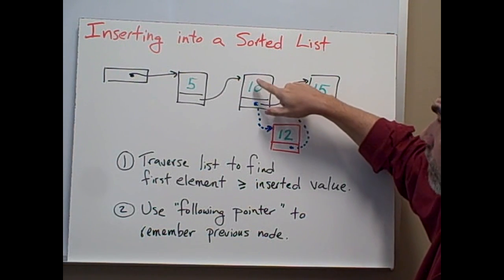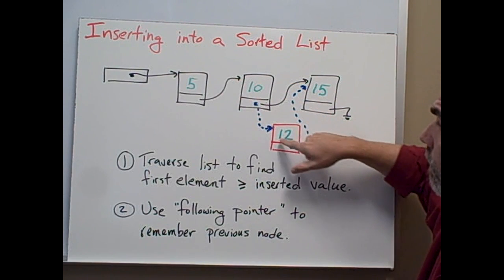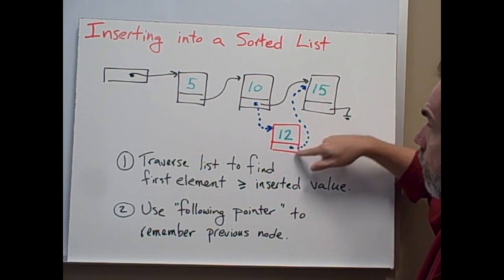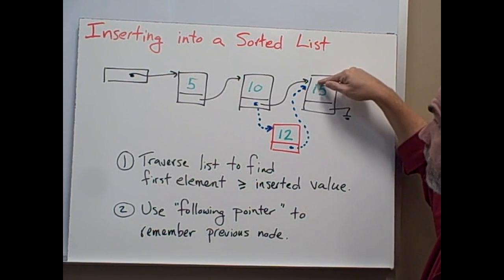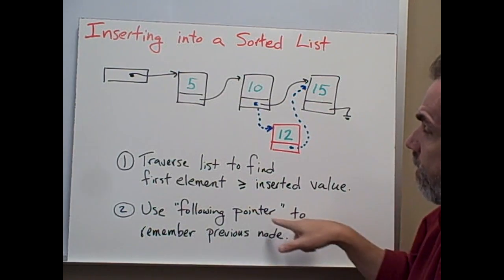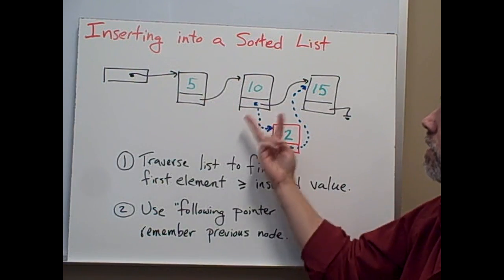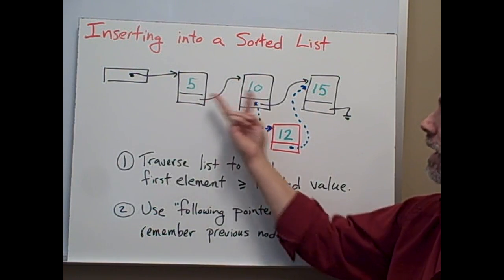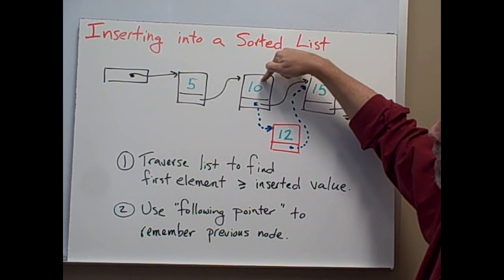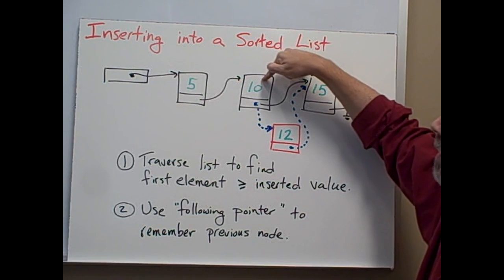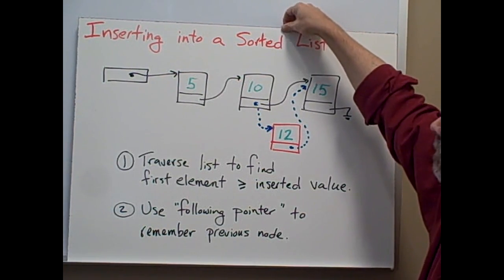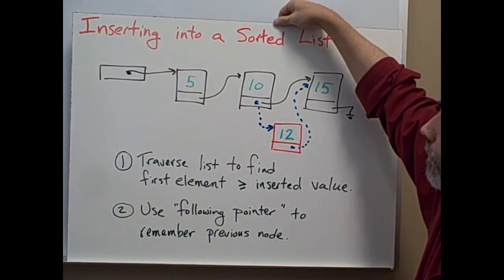But we also need the previous element to point to the new value, right? It's not enough to know this address. We need that for new to point to that address, but we also need to change this node. So what we do is we use a following pointer. We use 2 pointers as we traverse the list, and one lags behind, so that when we find the right node, we also remember the previous node, because we need both of those addresses to insert. Let's see how this works.